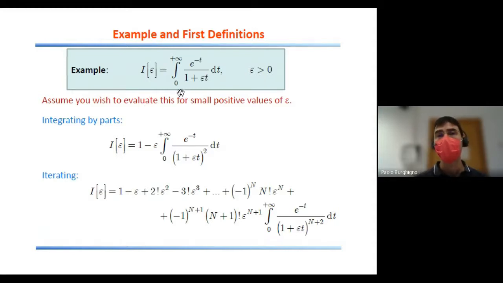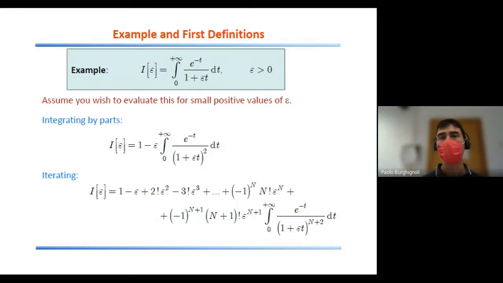That's the integral from 0 to infinity of the ratio between a simple exponential e to the minus t that guarantees convergence at infinity of the integral. And in the denominator, we have 1 plus epsilon t. So that's an integrand without singularities in the integration range. So no problem. When epsilon tends to 0, we wish to evaluate this asymptotically. So in the limit of small epsilon.